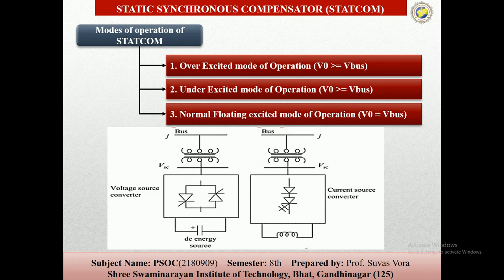In the normal floating system, the output voltage is equal to the system voltage and the reactive power exchange is 0. In this mode of operation of the STATCOM, the resonance phenomenon occurs, so the resonances cancel out each other. So these are the two different systems, the voltage source capacitors and the voltage source inductors systems.